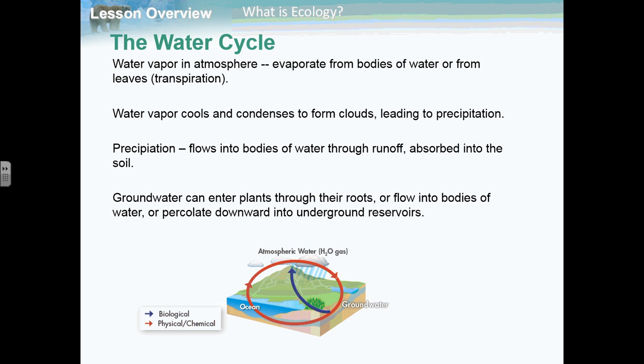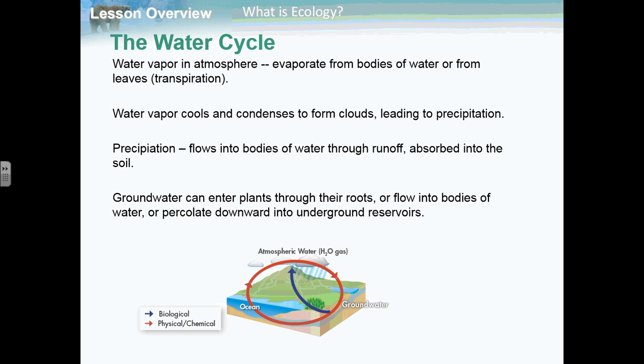So the water cycle is a great example of this. We know that in the atmosphere there's a lot of water vapor, water molecules in a gas form, and that those gas molecules in the atmosphere get there through the process of evaporation, whether that's evaporating from a body of water like an ocean or a lake, or from evaporation that takes place through leaves of a plant.